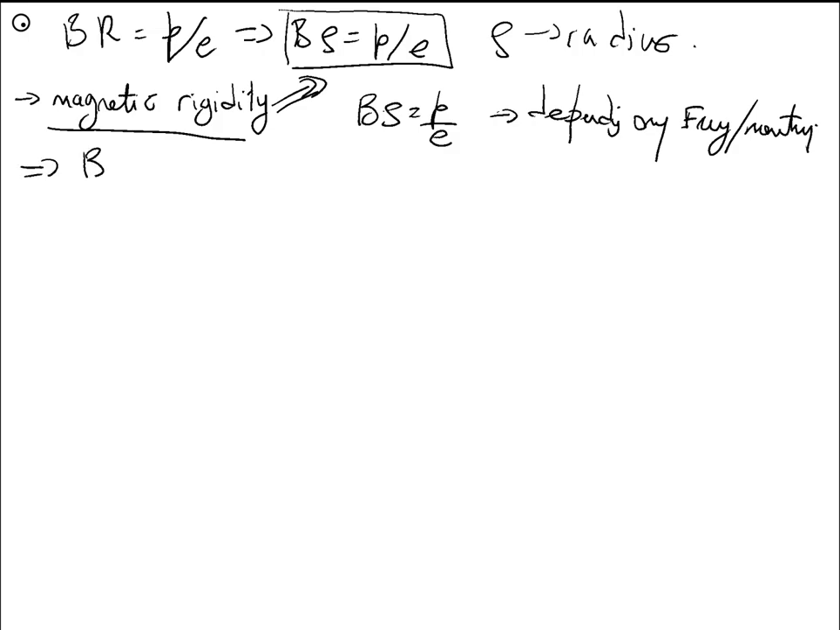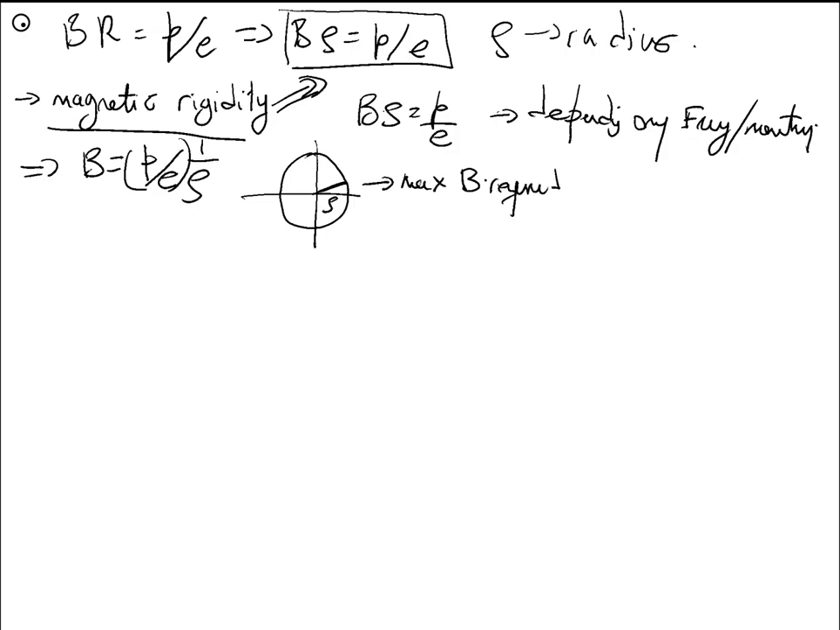Then for a given radius, we can calculate the magnetic field. So when you're designing an accelerator, let's say a circular accelerator, by knowing this radius that you just pick, you can decide on the maximum B field required to bend a given energy of particle.